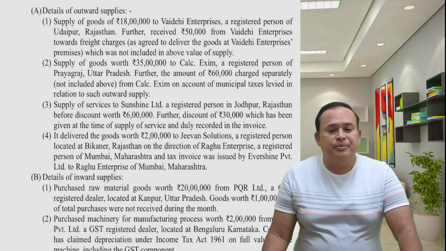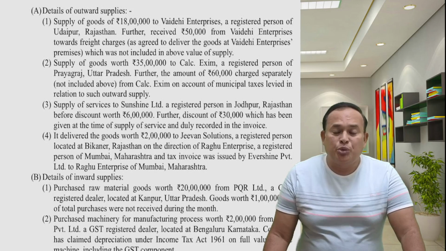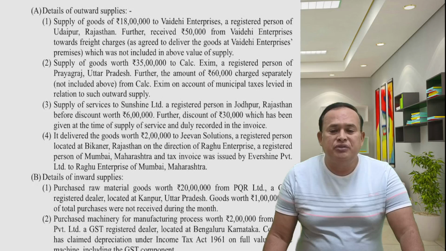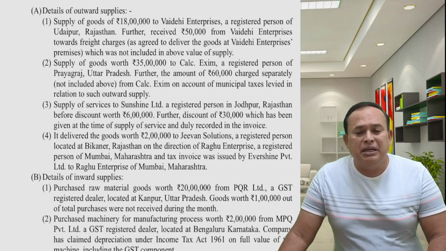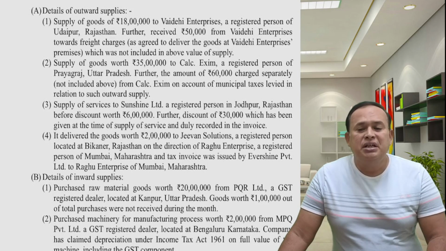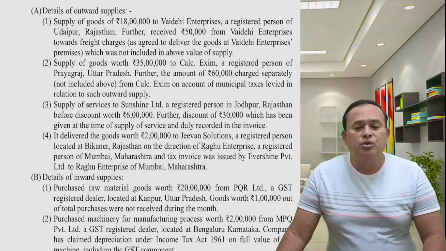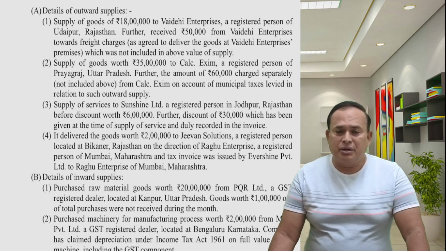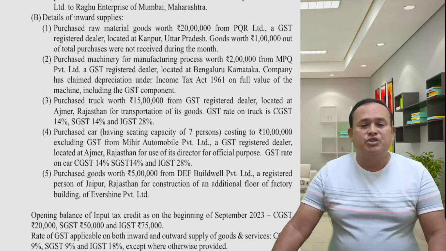the invoice. Fourth point, it delivered goods worth rupees 2 lakhs to G1 Solutions, a registered person located at Bikaner, Rajasthan, on the directions of Raghu Enterprises, a registered person of Mumbai, Maharashtra, and the tax invoice was issued by Evershine Private Limited to Raghu Enterprises of Mumbai, Maharashtra. Further, details of inward supplies are as follows.